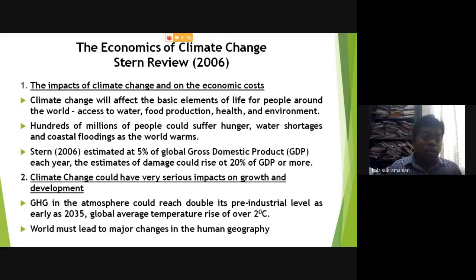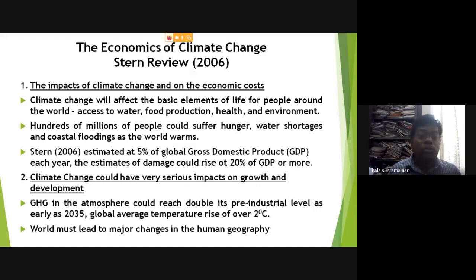Stern especially estimated the global GDP impact. His estimation is that 5% of global GDP each year will be affected by climate change. The estimated damage could rise to 20% of GDP or more if they do not implement any policy at the local, national and international level. There is another issue: reducing CO2 emissions from 25% to 5% has also not been successful due to various political and economic reasons. We can discuss that whenever the time comes in this presentation.